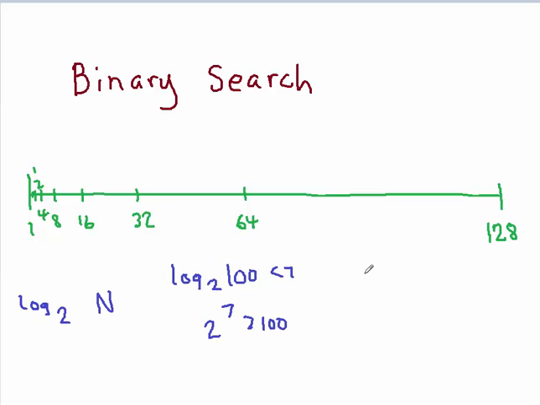This works with 128 as well. The logarithm base 2 of 128 is 7 because 2 to the 7th power is equal to 128. It turns out that the average case for guessing numbers between 1 and 100 is somewhere between 6 and 7.